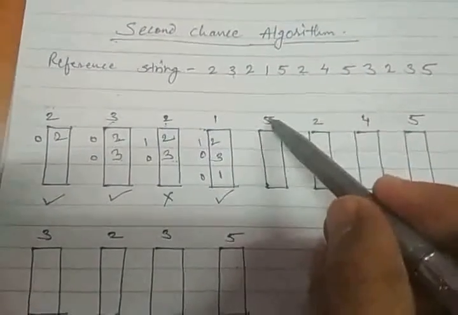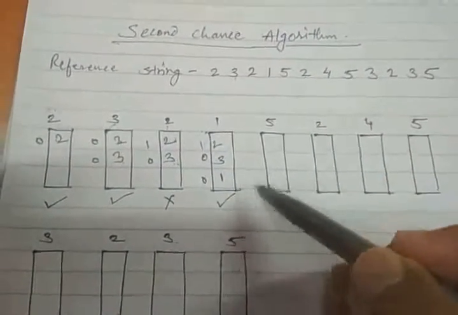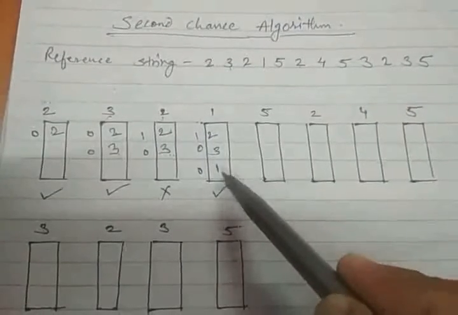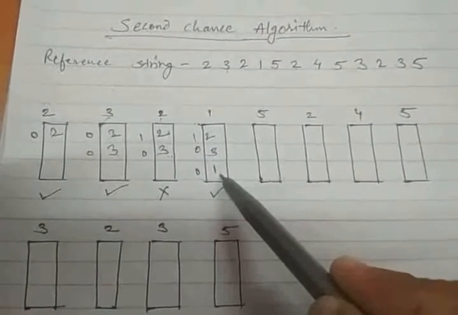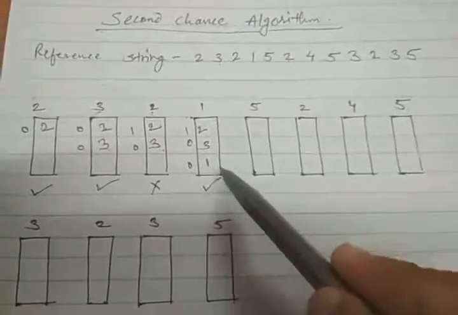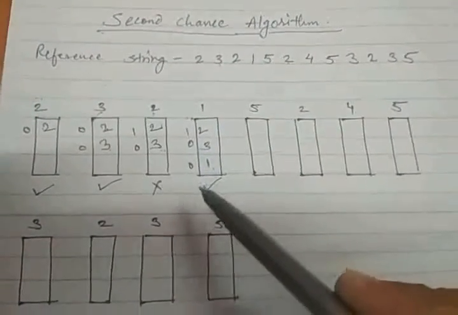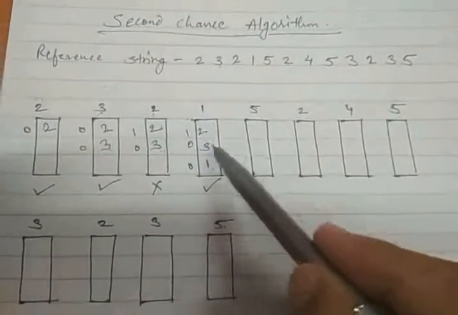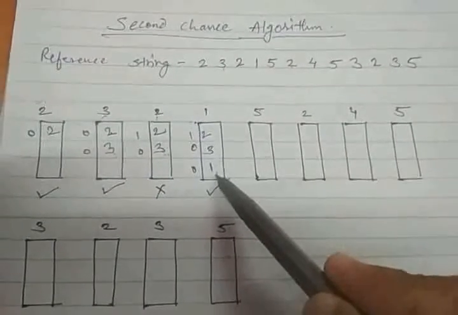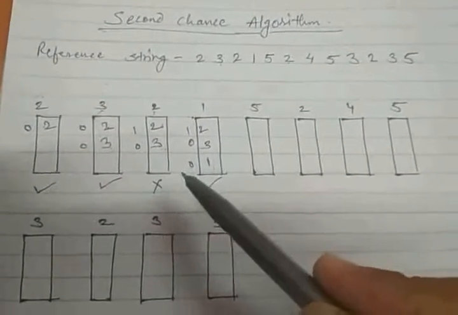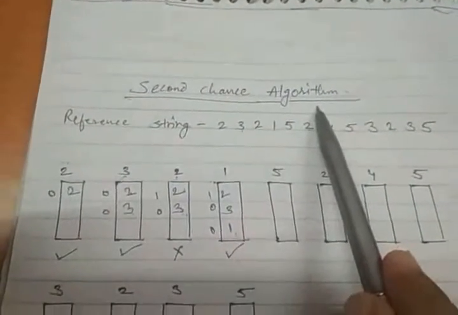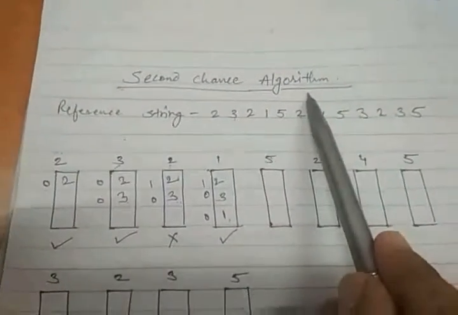Later on 5 should be added, and here we have to check whether there is any free block or free slot. No, a free frame is not there. That means we have to replace an existing value from the memory. Now the question is which value has to be replaced, either 2, 3 or 1, because right now we have said that this second chance algorithm is a variant of the FIFO algorithm.